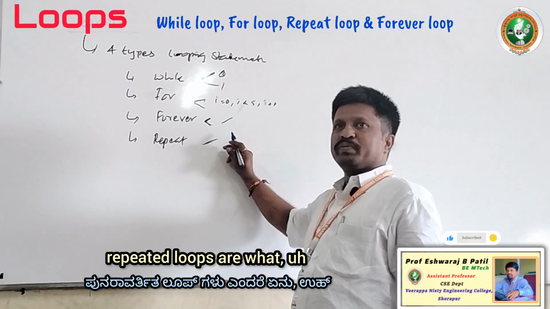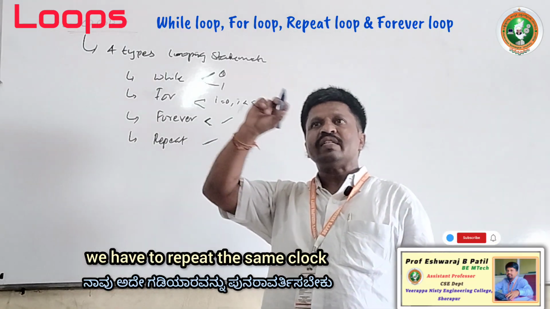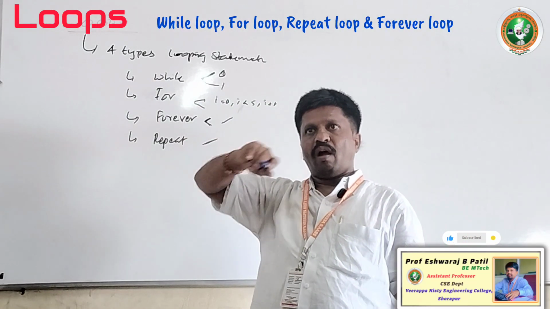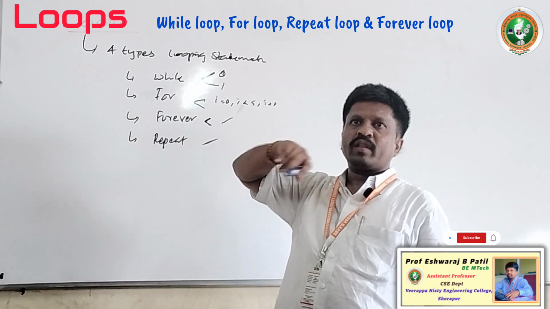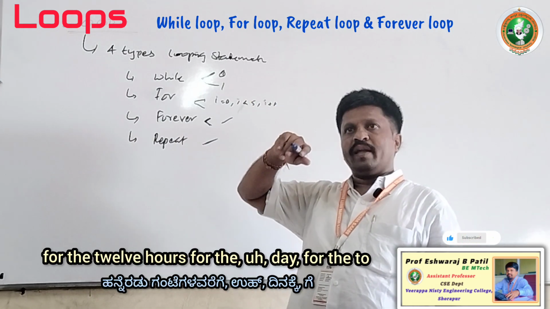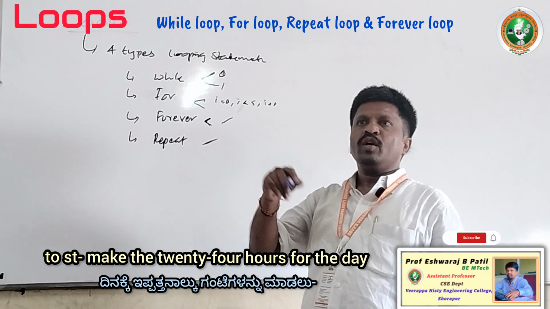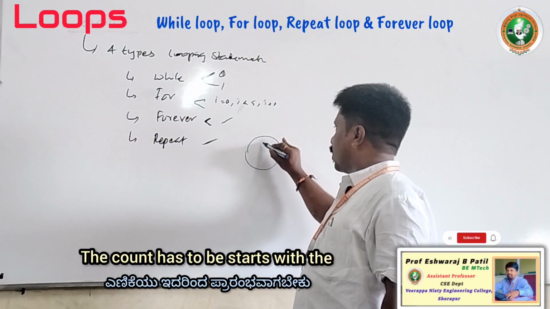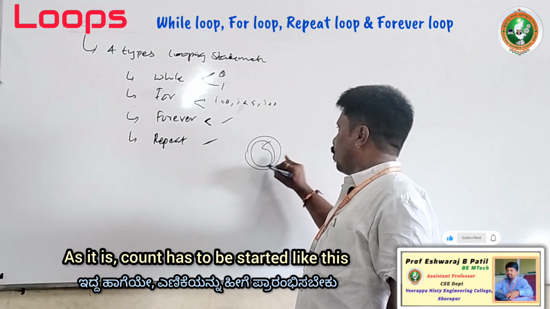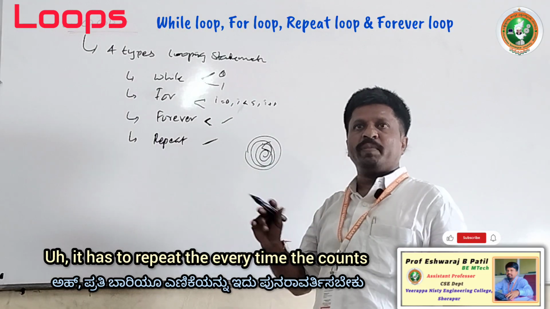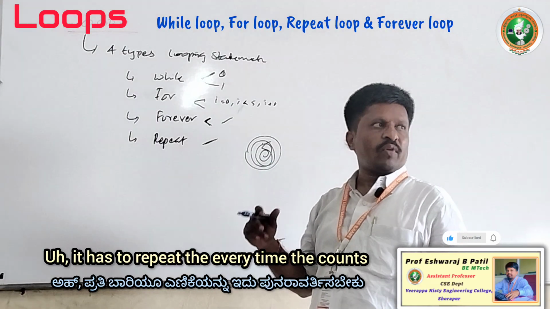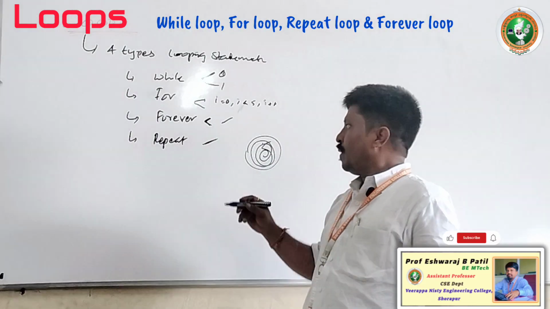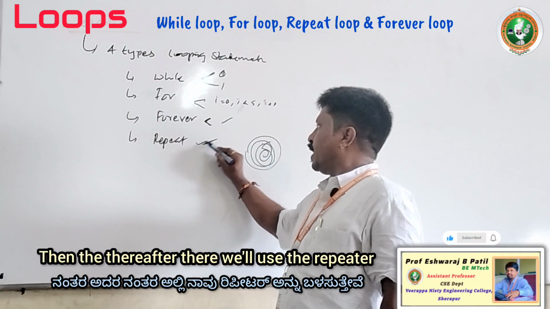Repeat loops are used when we have to repeat the same thing, like a clock repeating for 12 hours for the day to make 24 hours for the day. The count has to start and repeat every time, counting from 1 to 12 hours. Thereafter, we use the repeat.